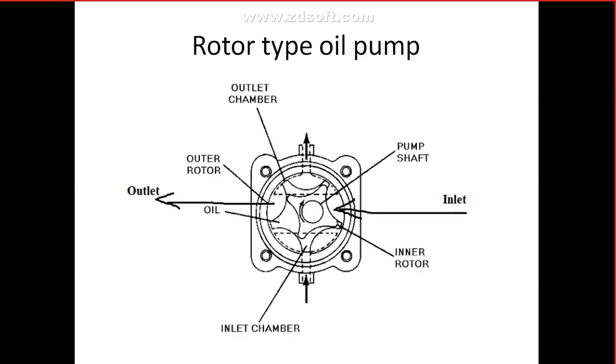There is another type called rotor type oil pump. This is a little bit difficult to understand. This is also a box type structure. Inside there will be rotors. Rotor means a rotating body. Over that there will be small vane-like structures. Here there are two rotors, inner rotor and outer rotor.